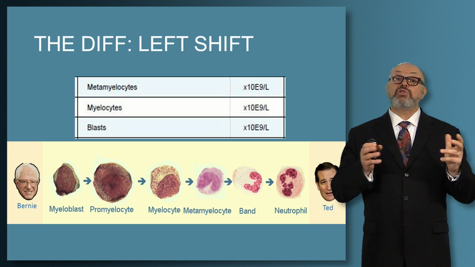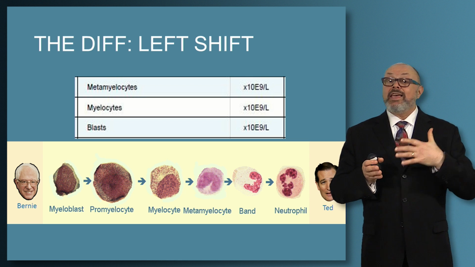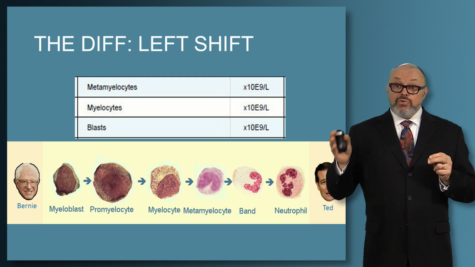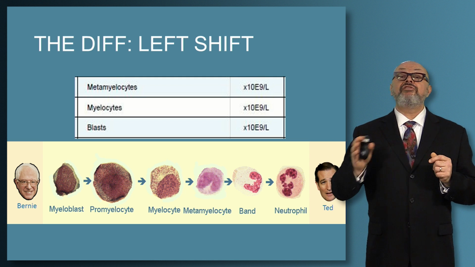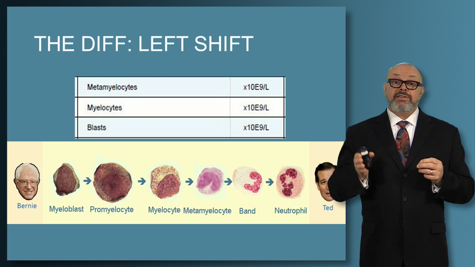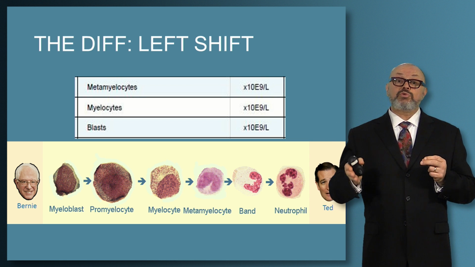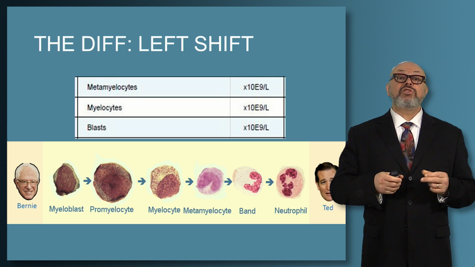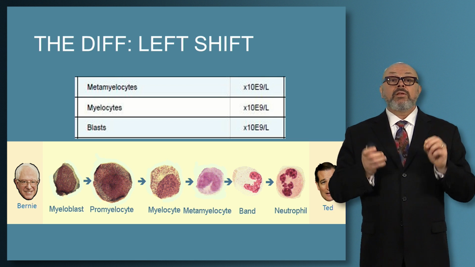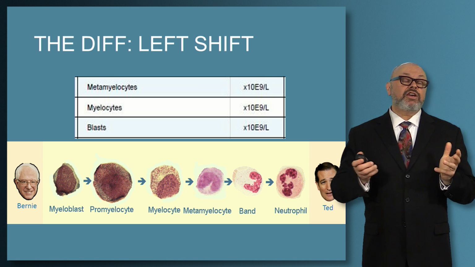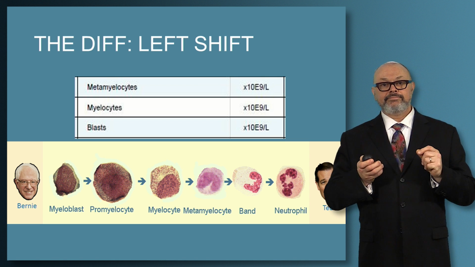So the most immature phase, the myeloblast, is way over on the left with Bernie, and then the most mature cell, the neutrophil, is on the far, far right with Ted. And a left shift just means that instead of mature neutrophils, we're also seeing bands, metamyelocytes, myelocytes, and sometimes even earlier forms. The left shift is what we see in a patient who's battling an acute bacterial infection.